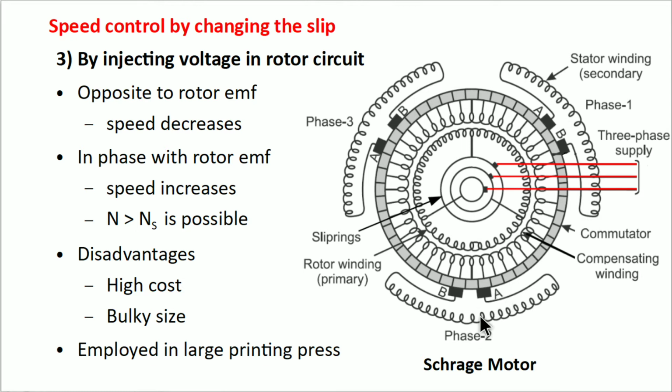Now suppose for the first case these two brushes are short circuited, A and B are in the same line on the same commutator segment, all three are short circuited. Then what will happen, as we supply three-phase AC to this winding, a rotating magnetic field will be produced, EMFs will be induced in the three stator windings which are short circuited. As a result, the rotor starts moving, torque will be produced.